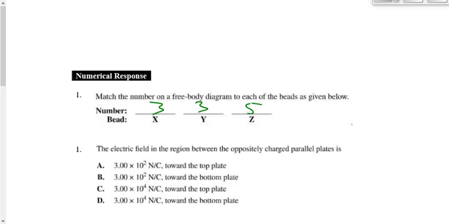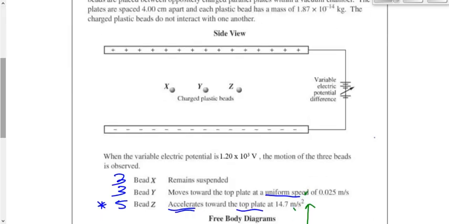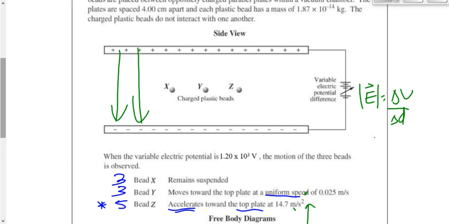The electric field in the region between the oppositely charged parallel plates. Well, we know the electric field is going to point downwards toward the bottom plate because it goes from positive to negative. We want to find the value of the electric field. We're going to do E is equal to delta V over delta D, just like we did on one of our quiz questions here.